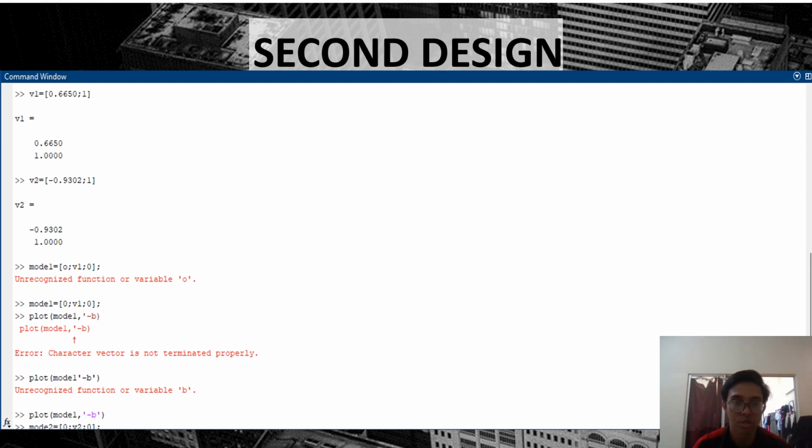To find the mode shape, we enter the V1 formula, that was 0.6650 equal to semicolon 1. And we can see that the mode shape of V1 is 0.6650 and 1. And the mode shape for V2 is negative 0.9302 and 1.